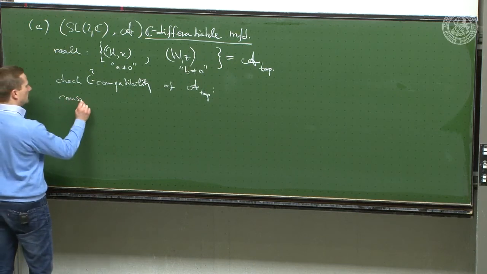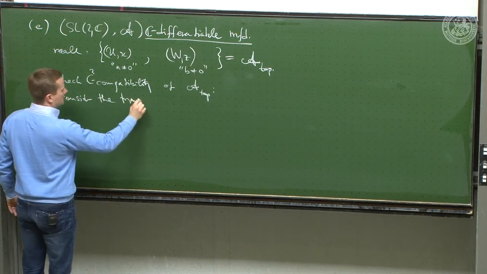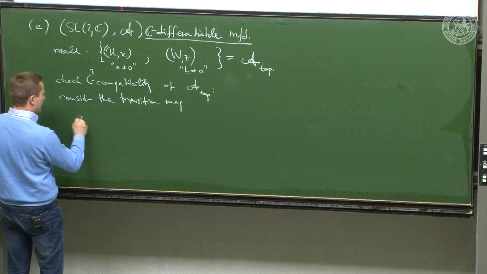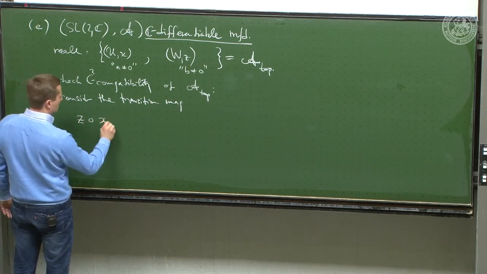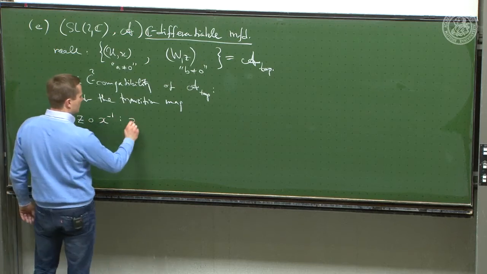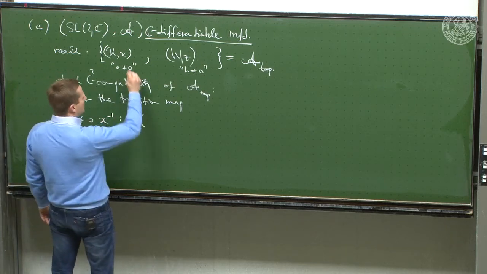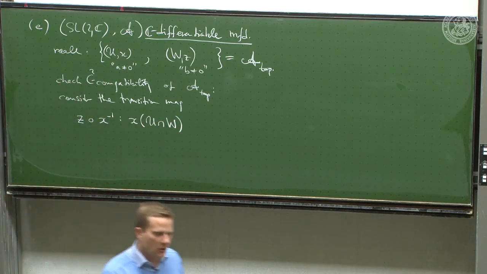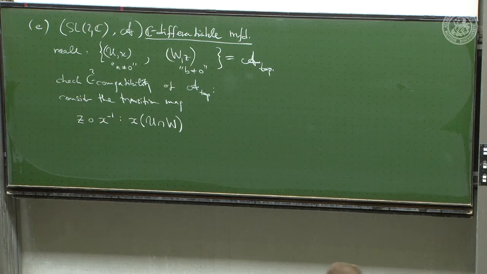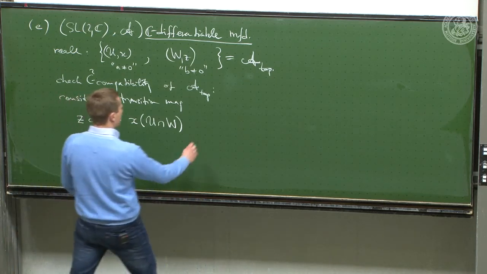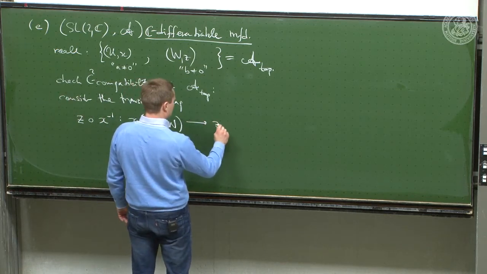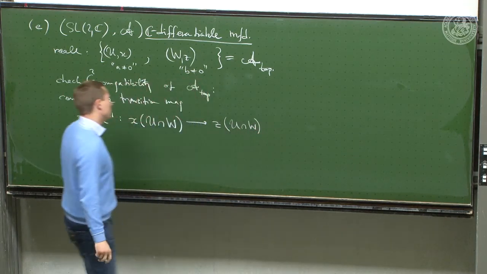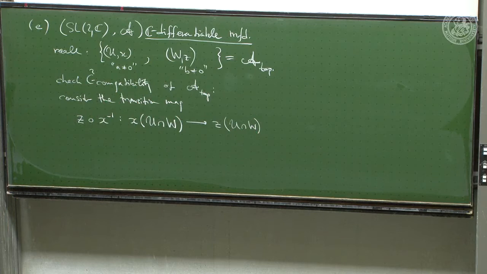So consider the transition map Z after X inverse. Where does this start? It starts at the image of X of the intersection of U and W, because the transition map can only look at a domain that's the intersection of the two charts, and it maps to Z of U intersected W. And now we need to construct this.